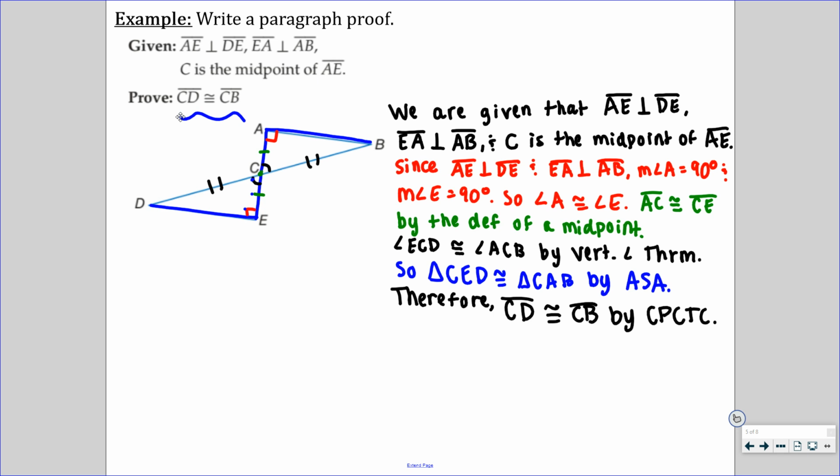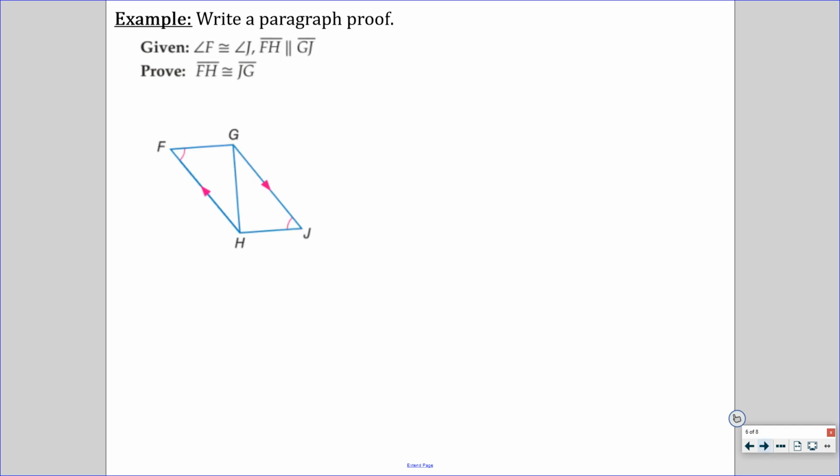Okay, we're gonna do one more. This one's shorter though, don't worry. We're gonna do one more, and then we'll summarize all of our postulates we've learned. One more paragraph proof for practice, since this one's new. You guys are doing well. Hang in there. All right, take a look at this one.